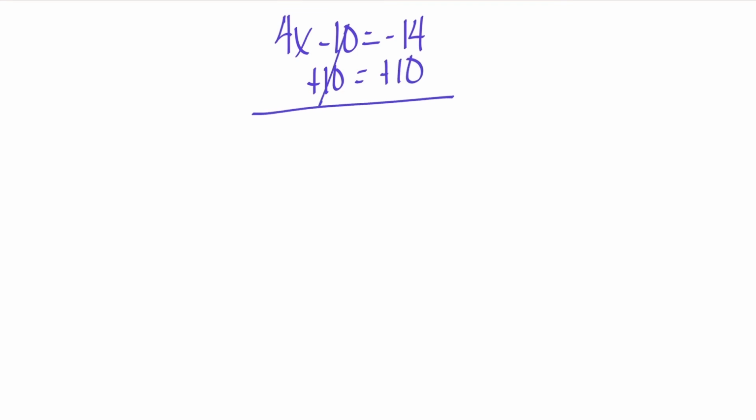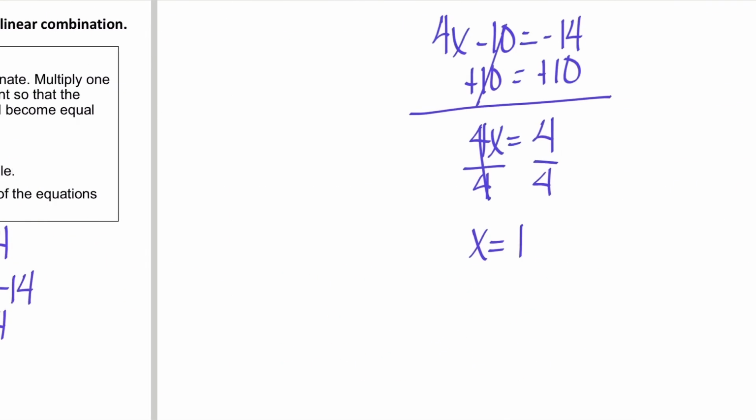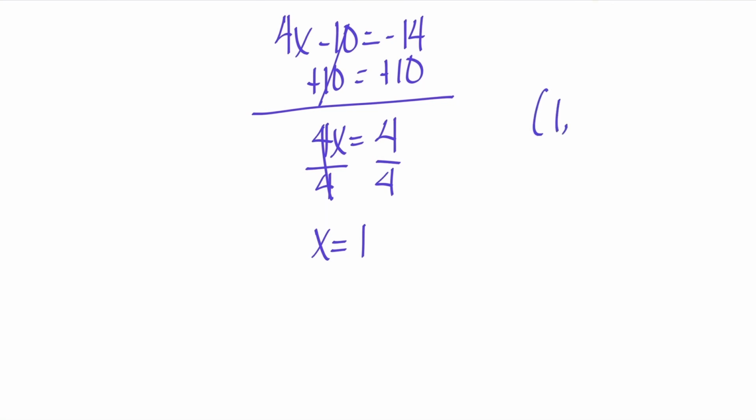So when I have 4x minus 10 equals negative 14, I need to first add 10 to both sides. And when I do that, I get 4x equals negative 14 plus 10, which is 4. And I need to divide both sides by 4 in order to solve for x. So that gives me x equals 1. So I have x equals 1 and y equals negative 5. So 1, negative 5 is the solution to this system of equations.